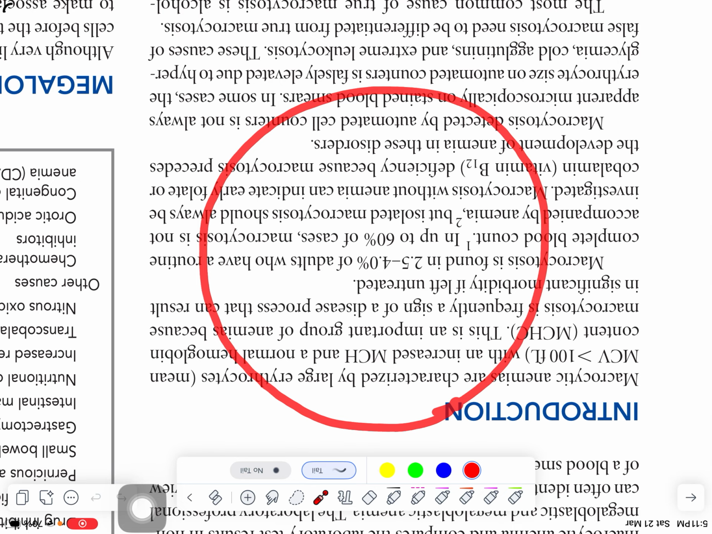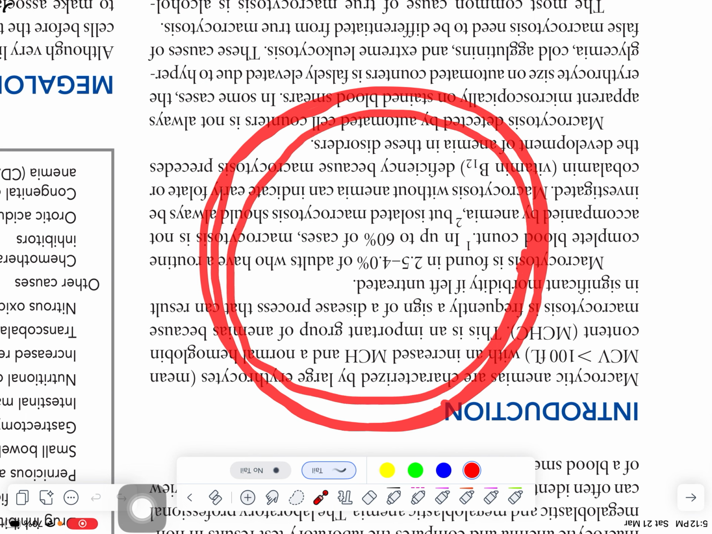Okay, so how do you define macrocytic anemia? Macrocytic anemia is MCV more than 100 femtoliter, increased MCH but normal MCHC. That means the cell will be very big, and MCH will be very high, but the concentration is normal.